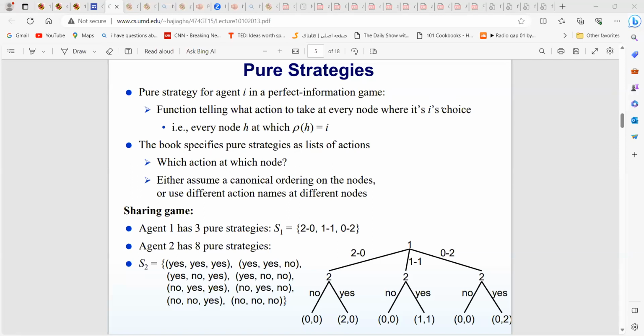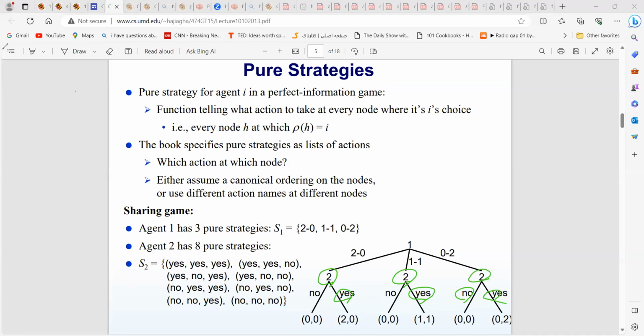Now, here, we were talking about the pure strategy for agent 2. As I mentioned, for agent 2, you need to get all places that are labeled 2, and then all actions. For example, yes, yes, yes would be one pure strategy. And then yes, yes, no would be the second strategy, and there are 8 of them. So these are the pure strategies that we have. That's essentially the first step to make a normal form game, because in a normal form game, we need to say what the pure strategies or actions of each of these players are.